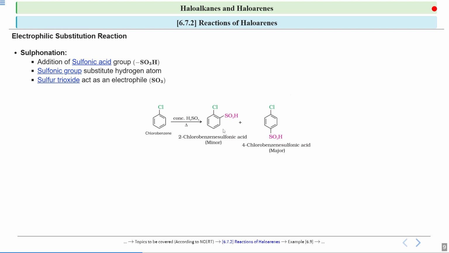para substituted haloarene, is your major product. The other one is your minor product, where the sulfonic acid group is attaching on the ortho position. So these are the two products you are getting, the major and the minor. Now, how does the electrophile form in this reaction? The sulfuric acid dissociates into water and SO3, which is an electrophile. So sulfur trioxide acts as an electrophile, attacks the ortho and para positions of the benzene ring, and forms the major and the minor product.